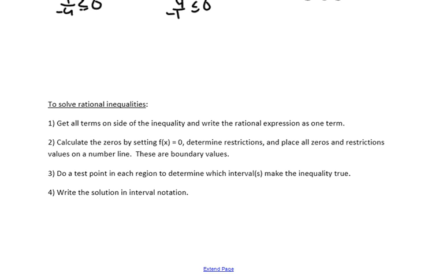So to solve rational inequalities, get all the terms on one side of the inequality and get the rational expression as one term. Calculate the zeros by setting f of x equal to 0, determine restrictions, and place all zeros and restriction values on a number line. These will all be considered boundary values. Do a test point in each region to determine which interval or intervals make the inequality true, and then write the solution in interval notation. Okay, so let's try one of these then.